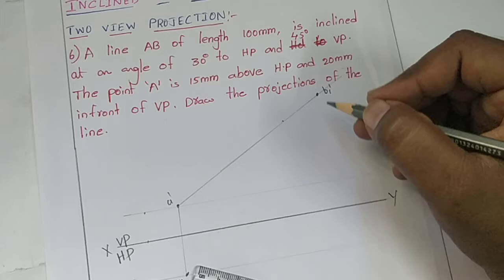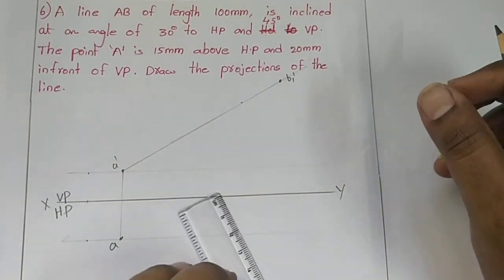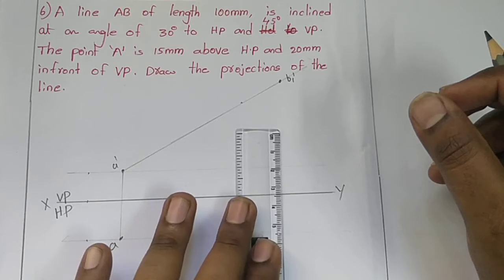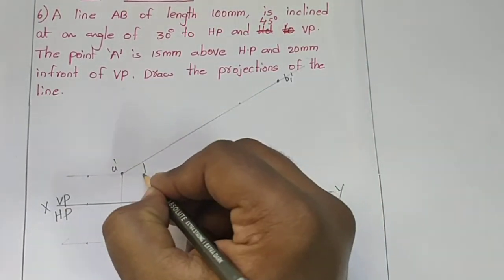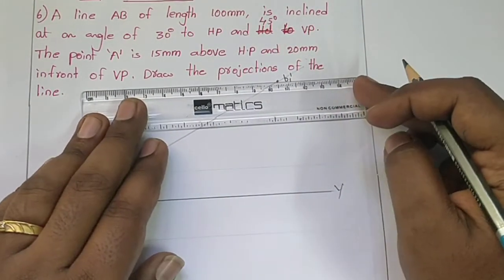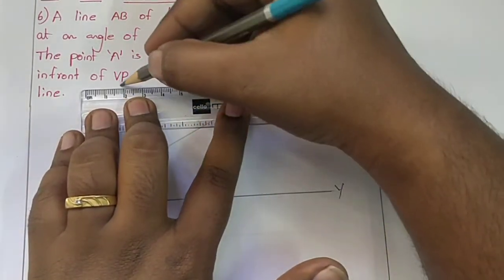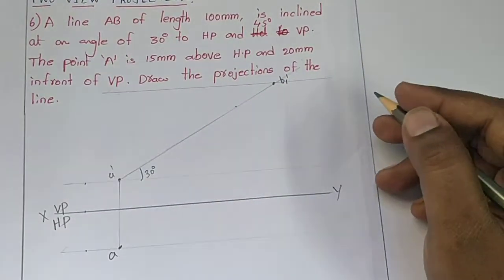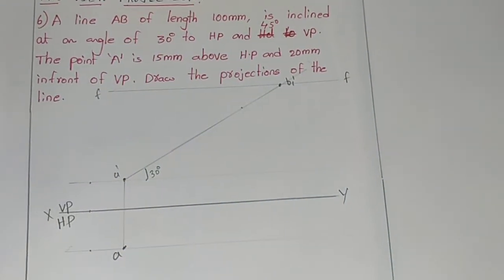It is not the final point of B, because it is only the 30 degrees angle from point A. Now we need to draw one line parallel to the XY from point B1 dash. It is the locus of front view.